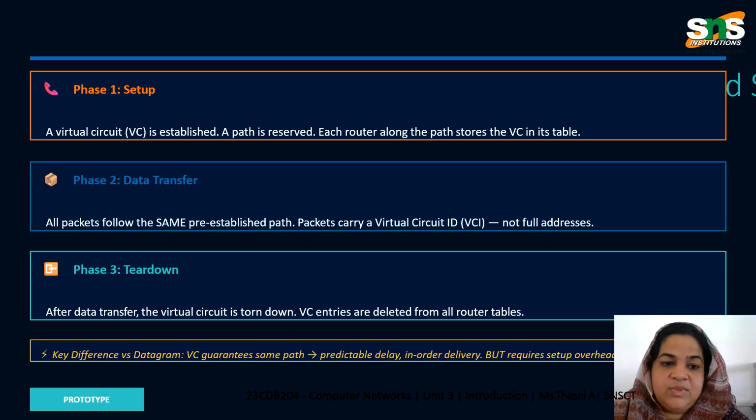Now, the virtual circuit is a connection-oriented service. In phase one, setup, a virtual circuit is established: a path is selected first, then each router along the path stores the VC in its table. Phase two is data transfer: the packets follow the same established path, and packets carry a virtual circuit ID, not a full address. Phase three is teardown: after data transfer, the virtual circuit is torn down, and VC entries are deleted from all the router tables.